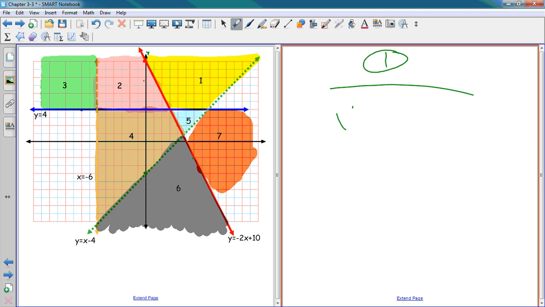Y equals x minus 4 is one. Y equals -2x plus 10.